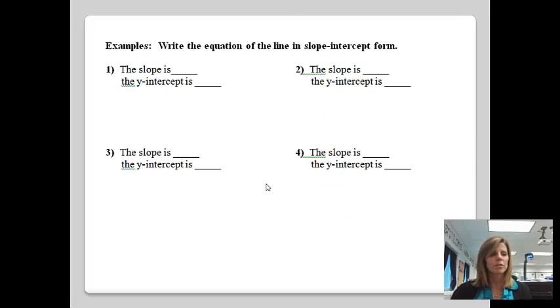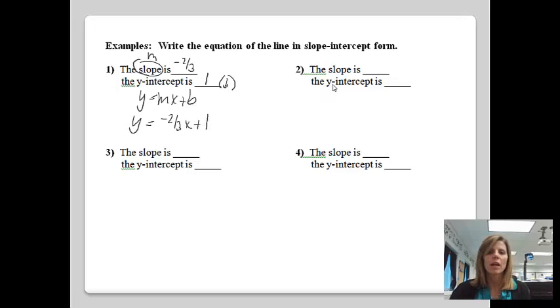Right, the first example: we're going to have the slope being negative 2/3 and the y-intercept being 1. If I would like to write an equation of the line, remember slope is just my m, so this would be my m value, and the y-intercept is 1, so that's going to be my b value. If I have y equals mx plus b, my equation will simply be y equals negative 2/3 x plus 1.